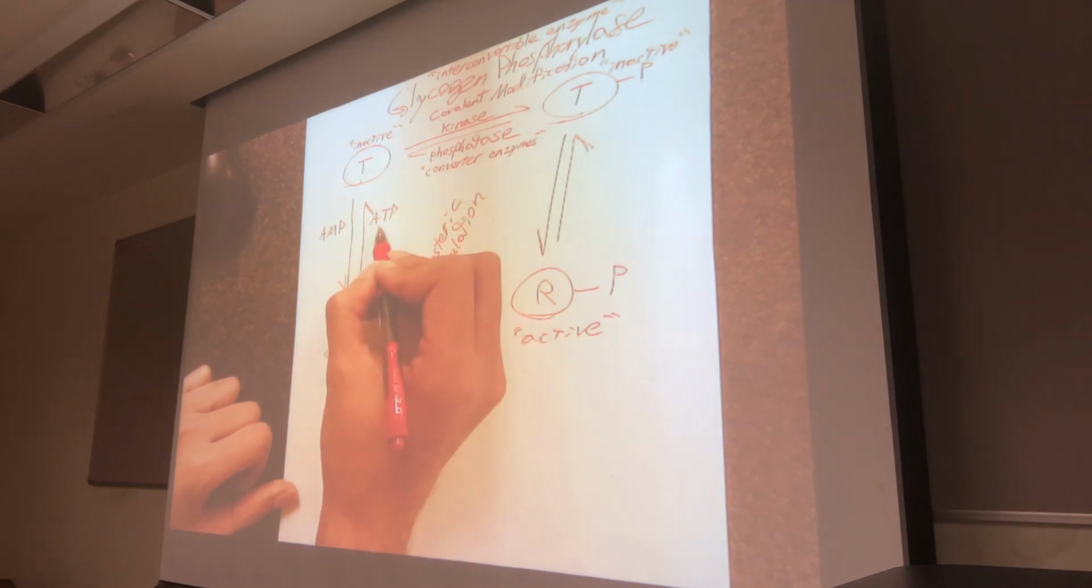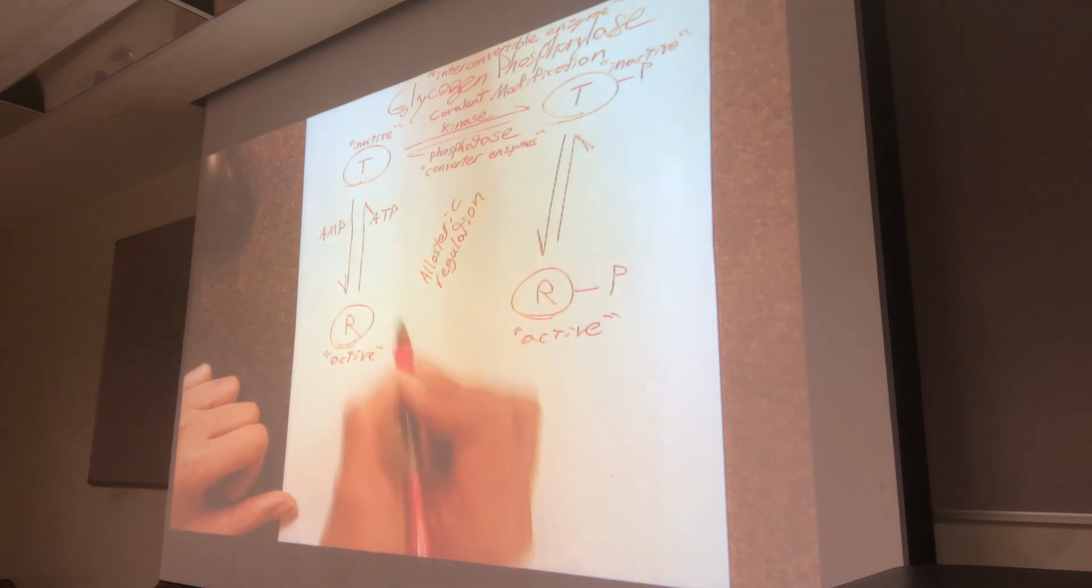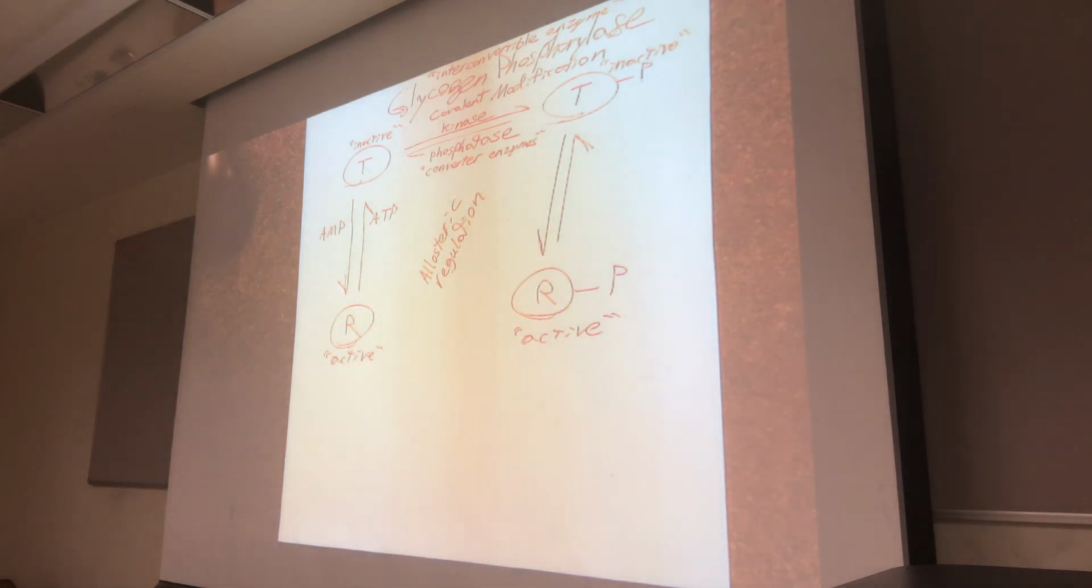The opposite, therefore, is ATP. Why would ATP inhibit this thing? Well, ATP is a way for the cell to communicate to this enzyme that there's already plenty of energy. We don't need to keep breaking down glycogen anymore. We already got plenty of ATP.